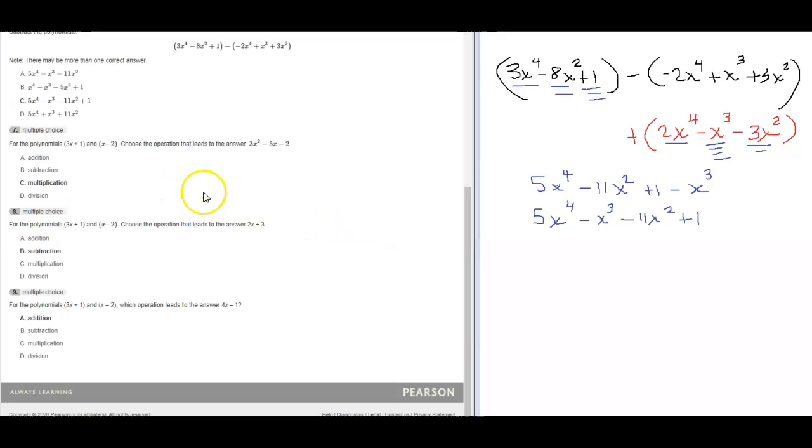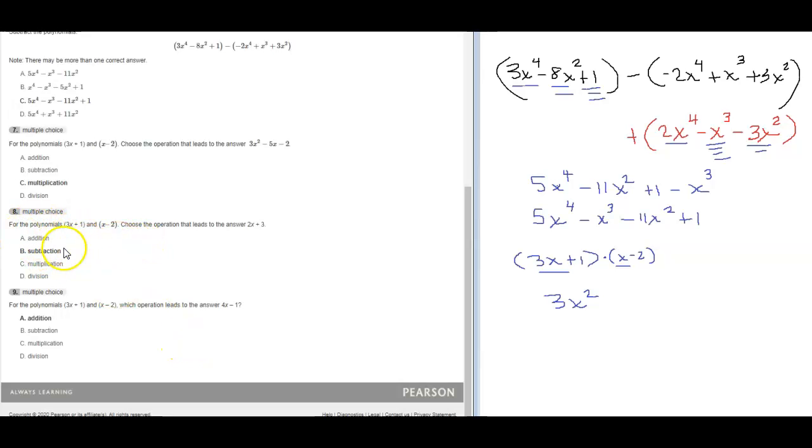They ask you in number 7, what do you do with these two binomials, 3x plus 1, x minus 2, so you get 3x squared minus 5x minus 2. If you add them, see, let's say I had these two, 3x plus 1 and x minus 2. If I add these two polynomials, I will never get 3x squared. So the only way I can get 3x squared from these two polynomials is by multiplying. If you multiply 3x by x, you get 3x squared. That's the only way you can get that. That's why it's multiplication.